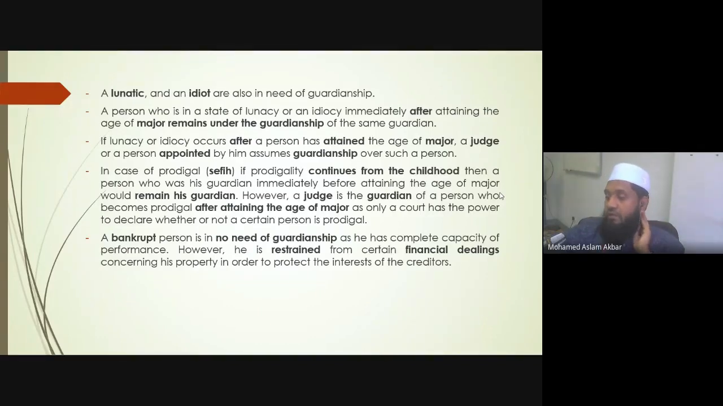If lunacy or idiocy occurs after a person has attained the age of majority, a judge or person appointed by him assumes guardianship over such a person. We discussed this earlier. In the case of a prodigal, the Safi, if prodigality continues from childhood, he also needs a guardian, as I told you. But for a Safi, the father and grandfather cannot become the guardian. I told you last time. Why? Because they are the reason why he became a Safi, isn't it? So the judge will be the guardian, and the judge will appoint someone to take care of the Safi, the person who spends without limit.